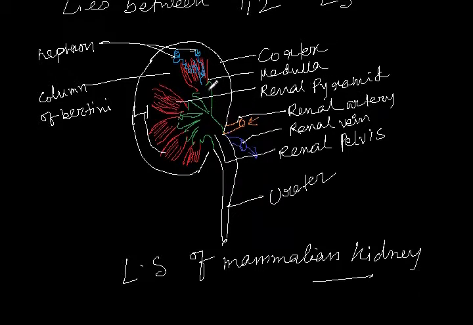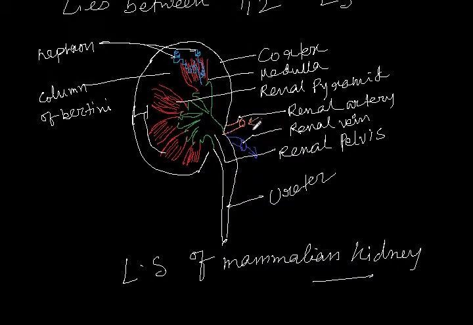Each renal pyramid leads into a tube. These green tubes are known as calyx or the major calyx. The major calyces unite to form a common duct, and this portion is known as the renal sinus. And this renal sinus leads into the ureter.